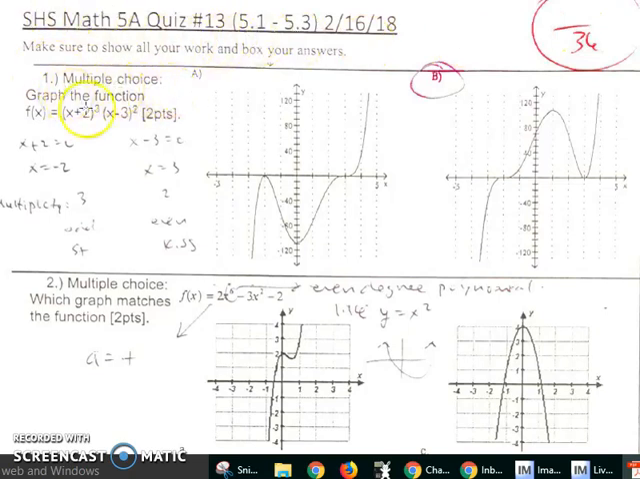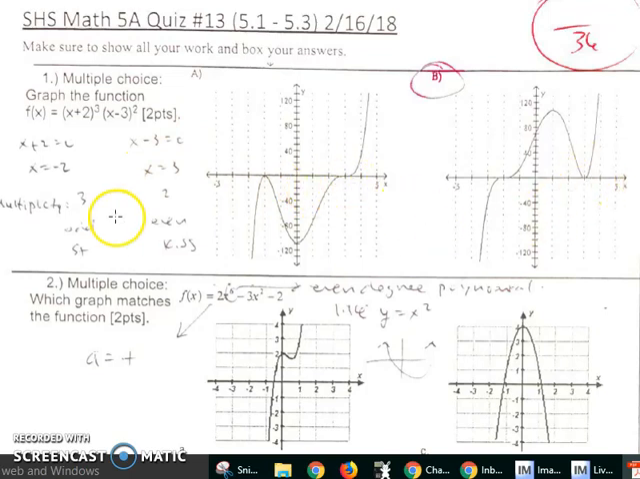Question number 1, multiple choice, graph the function f of x equals quantity x plus 2 cubed, times x minus 3 squared. So you have these two factors, and you take what's in the parentheses and set it equal to 0, zero product rule. Subtract 2, x is equal to negative 2, and that shows here. For x minus 3, solve it, x equals 3, and you have one there.